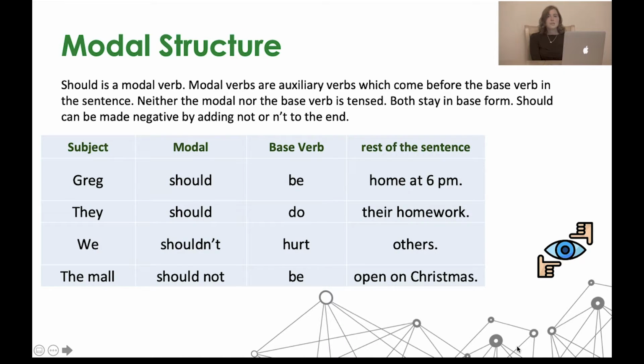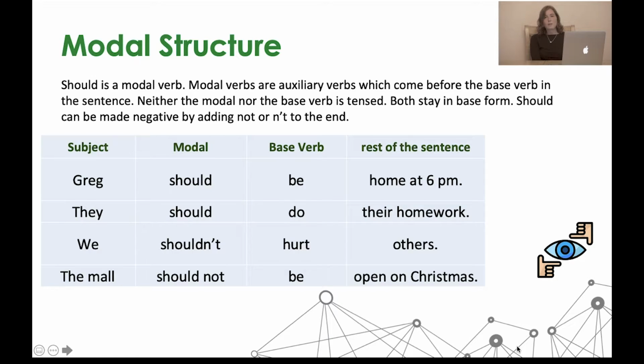Should is formed in a sentence like any other modal. So it's a modal verb, which is an auxiliary verb, and they come before the base verb in the sentence, and neither the modal nor the base verb is ever tensed. They both stay in base form, and should can be made negative by adding not or the n't to the end. So should goes before the base verb.